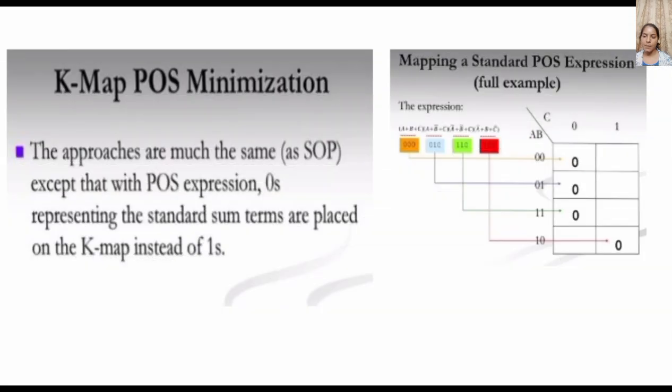K-map POS minimization. The approach is much the same as SOP except that with a POS expression, zeros representing the standard sum terms are placed on the K-map instead of ones in every cell.